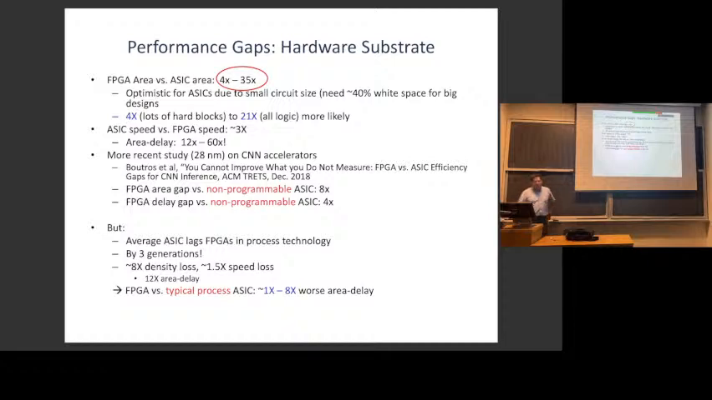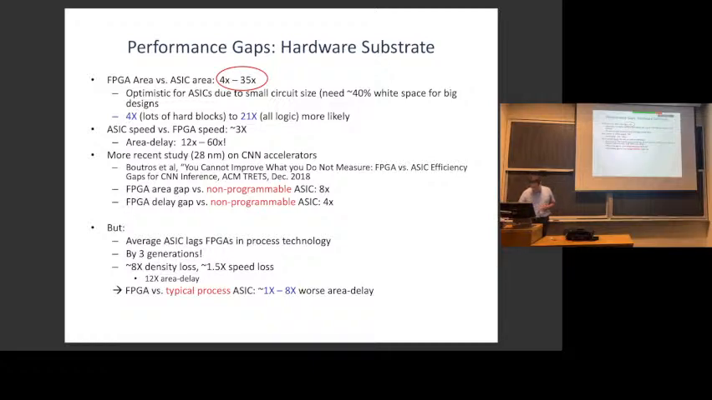There's a more recent study done by one of my grad students where he took neural network accelerators, convolutional neural network accelerators, so more modern designs. And he found that the area gap for an FPGA was 8x, and the delay gap was 4x. And this is a mix of hard and soft blocks. So it is within this range.